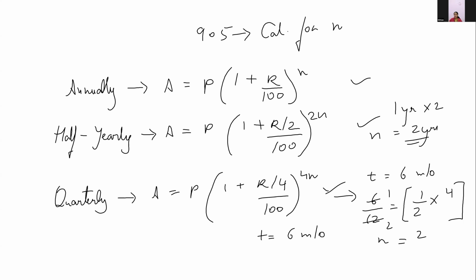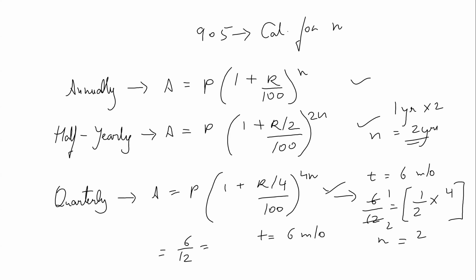In quarterly, if it is given in years, then you can directly multiply. If it is 1 year, you can do 1 into 4. Simple. But in quarterly questions we are mostly given months. It's 6 months, it's 9 months. So at that time, what we do is first convert it into years.